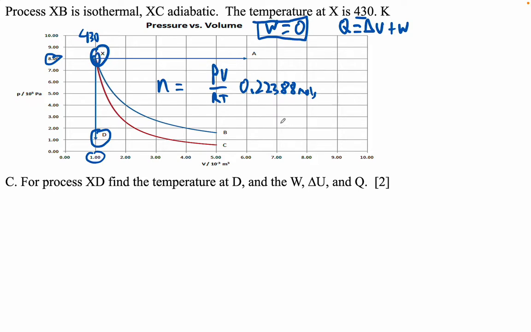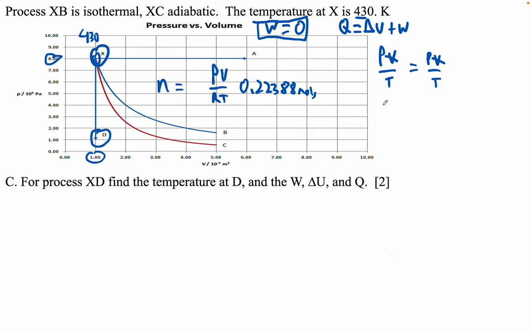Okay, so now we know the number of moles. Let's find the temperature at D. Well, here I would advocate that you could use the ideal gas law since we know the number of moles, but this is so easy, right? PV over T is equal to PV over T. The volume stays the same, right? The volume for that whole line for XD is 1 times 10 to the minus third, right? So pressure over temperature is pressure over temperature.